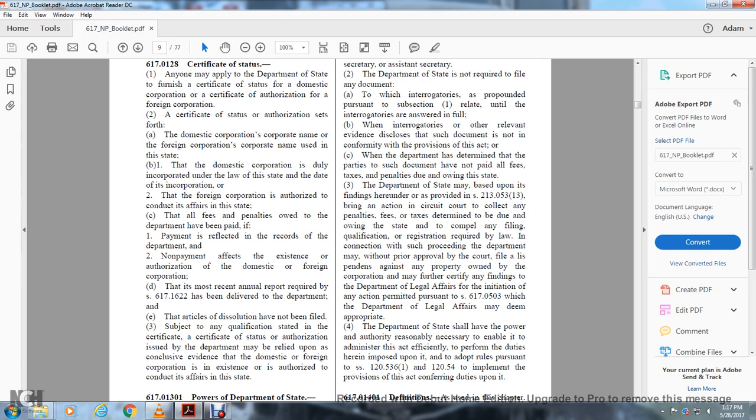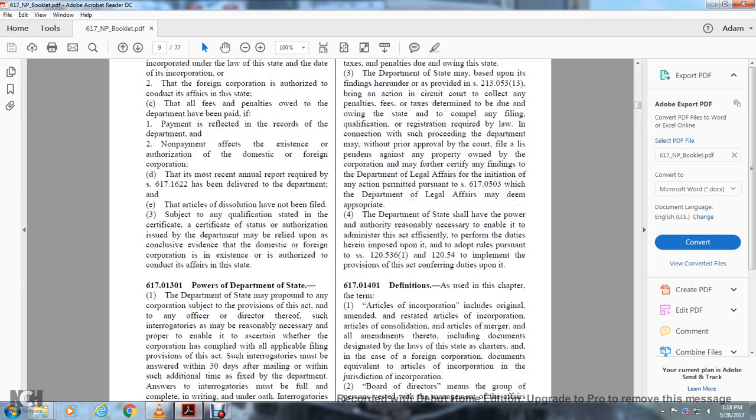The Department of State shall have the power and authority reasonably necessary to enable it to administer this Act efficiently and to perform the duties imposed upon it. It shall adopt rules pursuant to Statutes 120.536(1) and 120.54 to implement the provisions of this Act conferring duties upon it.